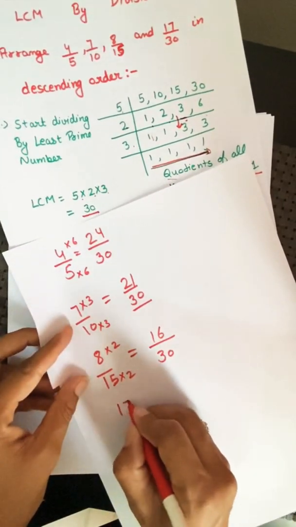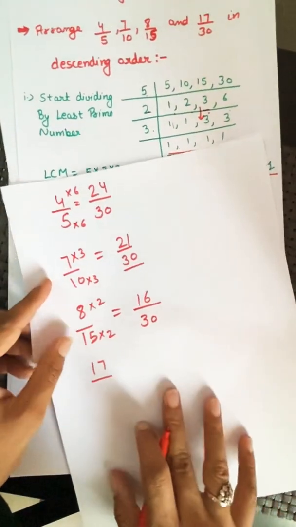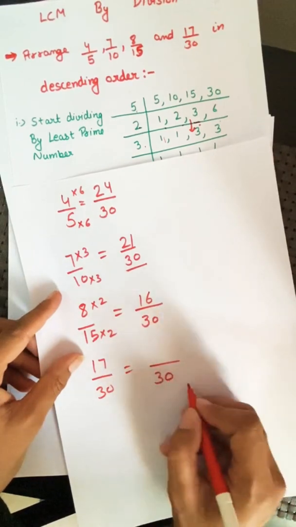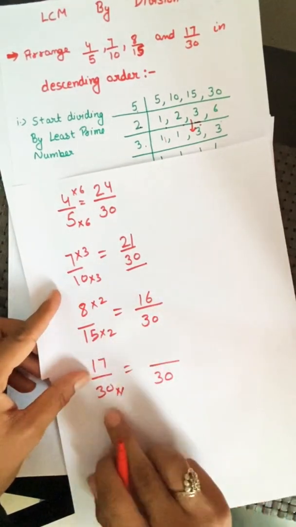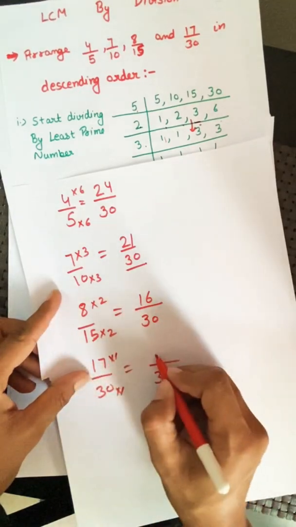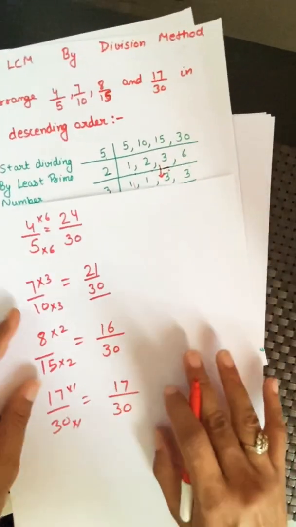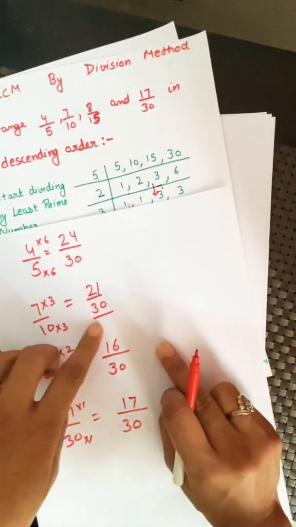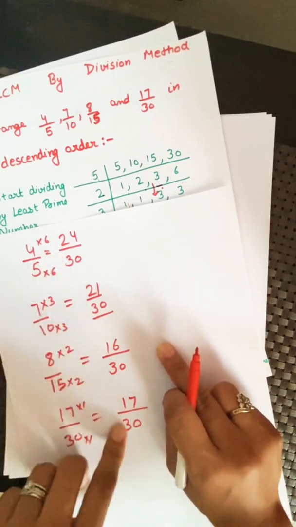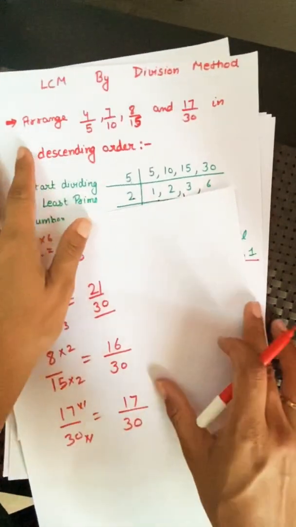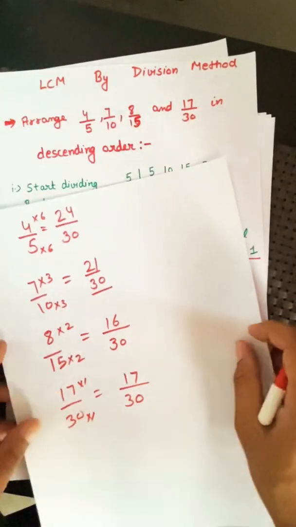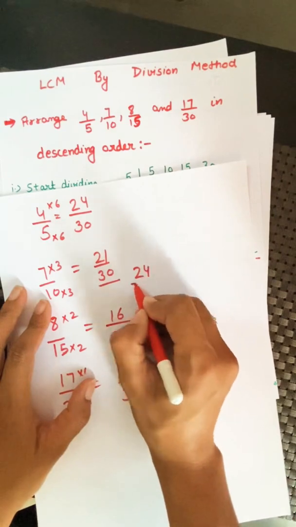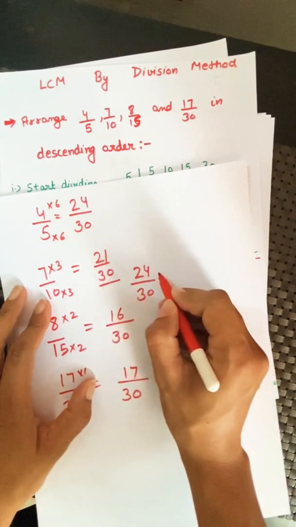Now our next number is 17 by 30. We will write the denominator as LCM. So we know that it will be multiplied by 1, so we will write the numerator as it is. So what we will do now, we have converted them into like fractions. Our question was to write them in descending order, so we will start writing in the descending order, and it will be 24 by 30, which is greater.